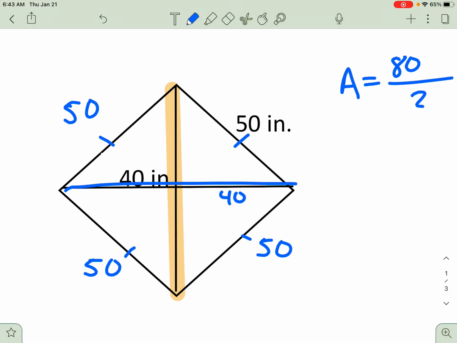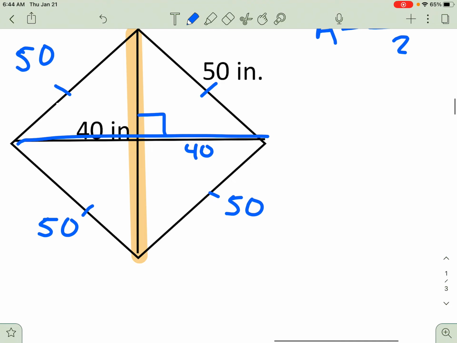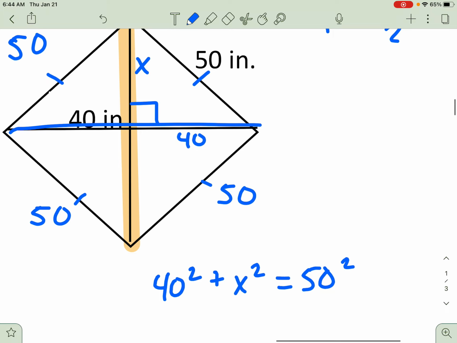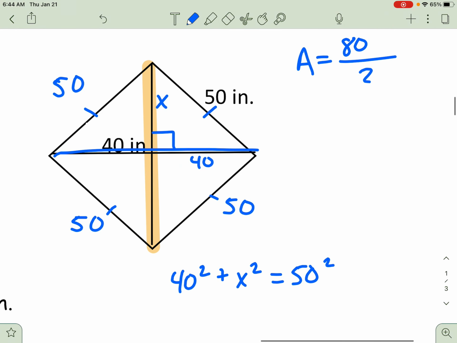What's the other one? Well, we don't actually know. We have to figure this out. This is one of those cases where I told you, you may have to use trig or the Pythagorean theorem. So you have 40 squared plus, we'll just say, x squared equals 50 squared.